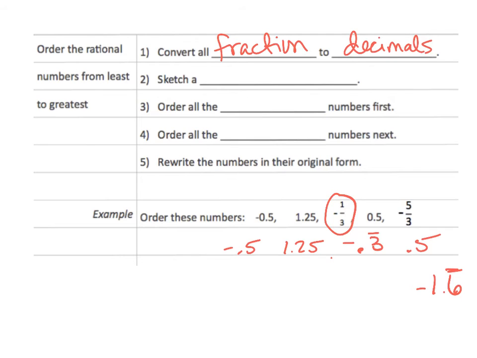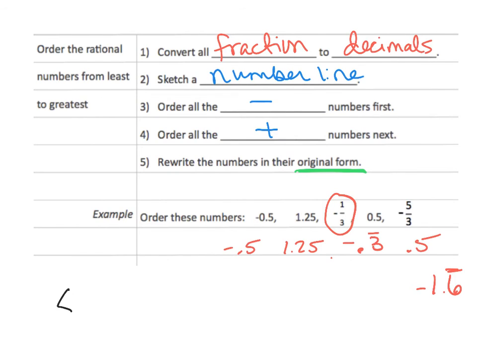If you need to, sketch a number line. Some of you do a really good job when you have a number line that you can put them on. Order all the negatives first, and then all the positives next, and then finally rewrite them in their original form.